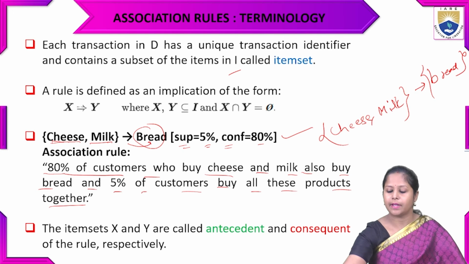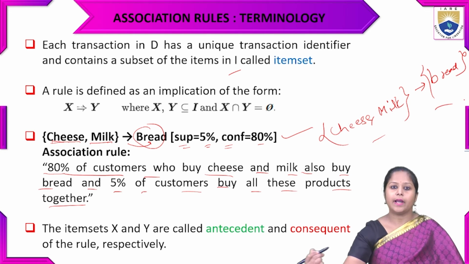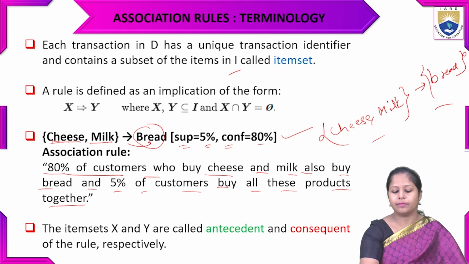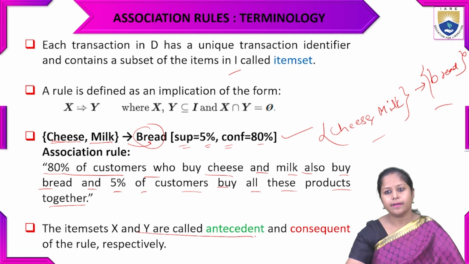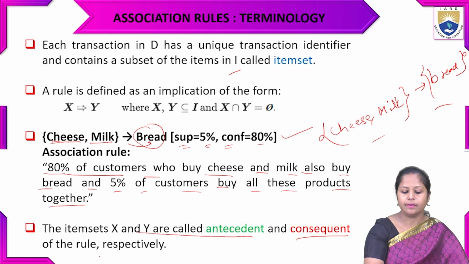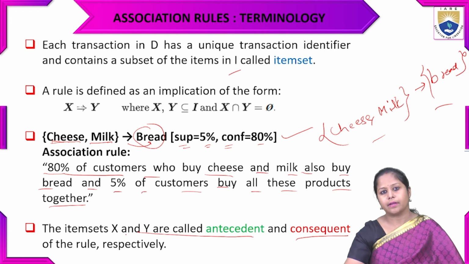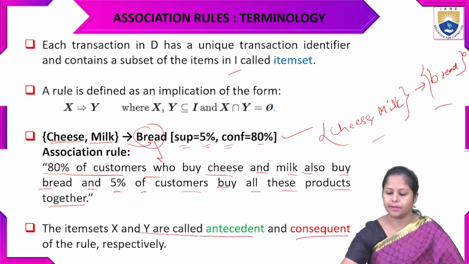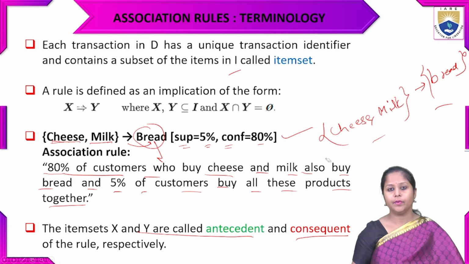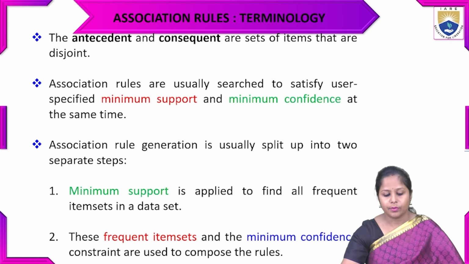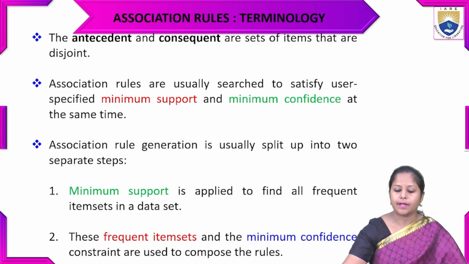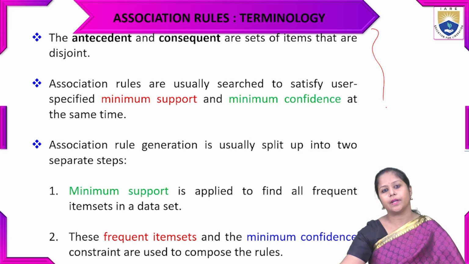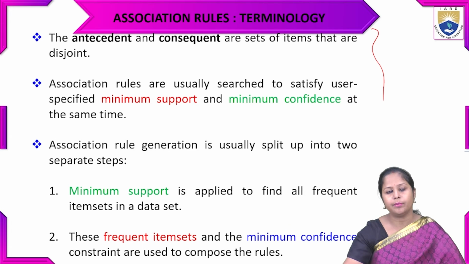That is X, Y depends Z. So the item set X and Y will be called the antecedent, and Z will be the consequent of the rule respectively. Here the bread will be the consequent for that association rule. So here the antecedent and consequent are sets of items that are disjoint. There is a mathematical condition that the items should be disjoint from each other.